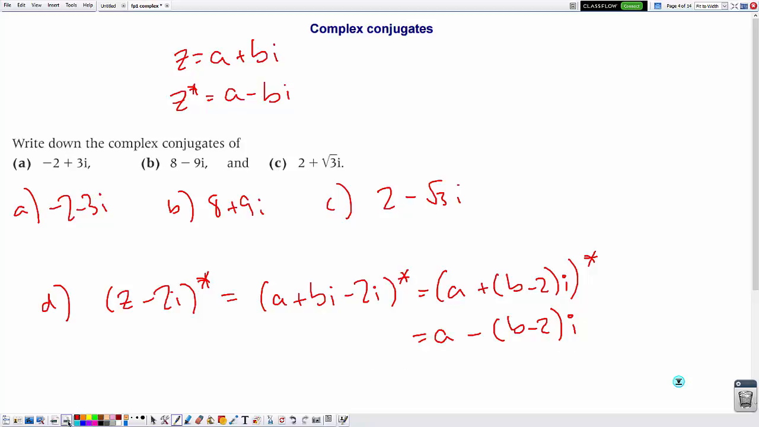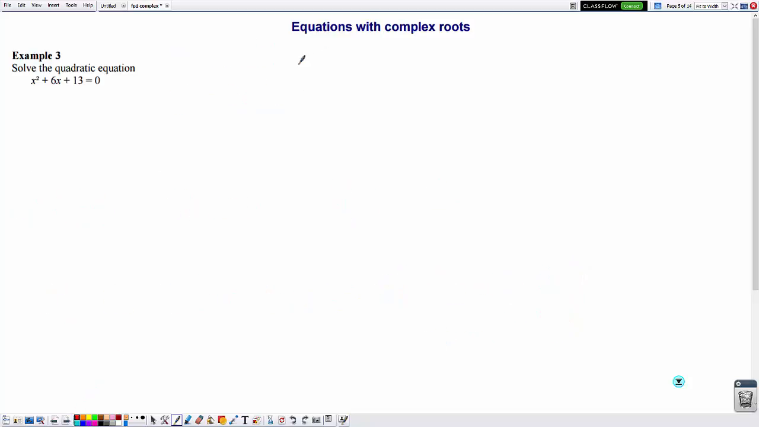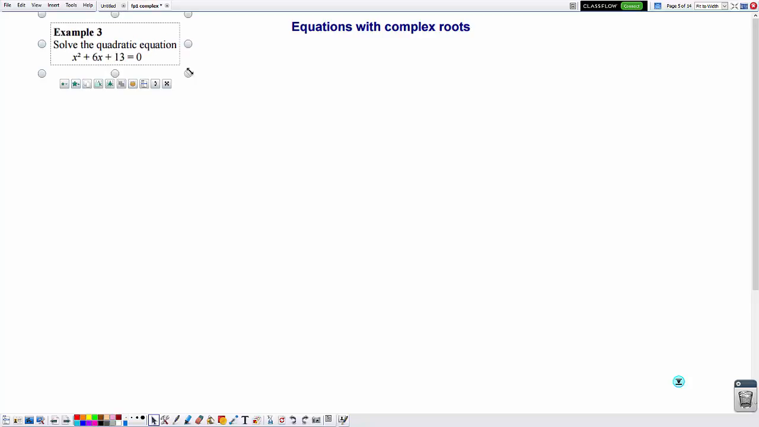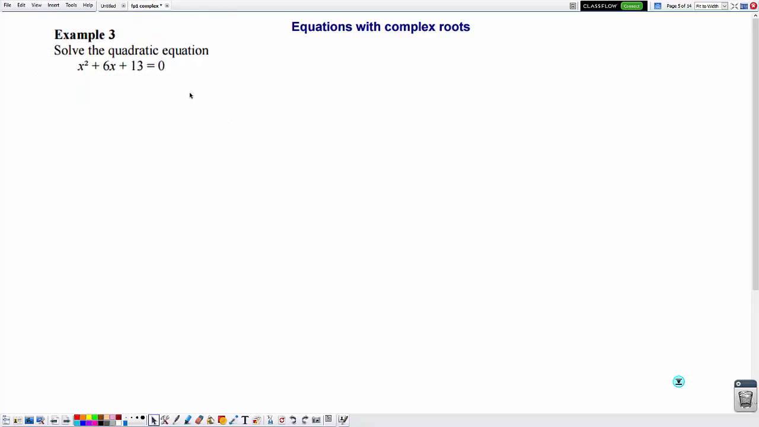Okay, done with conjugates. Equations with complex roots. Now let's look at this quadratic equation. Now you've got various methods. You've got factorizing. Now this one I don't think factorizes. If it doesn't factorize, you've got completing the square or the quadratic formula. In this case, you can use either method.